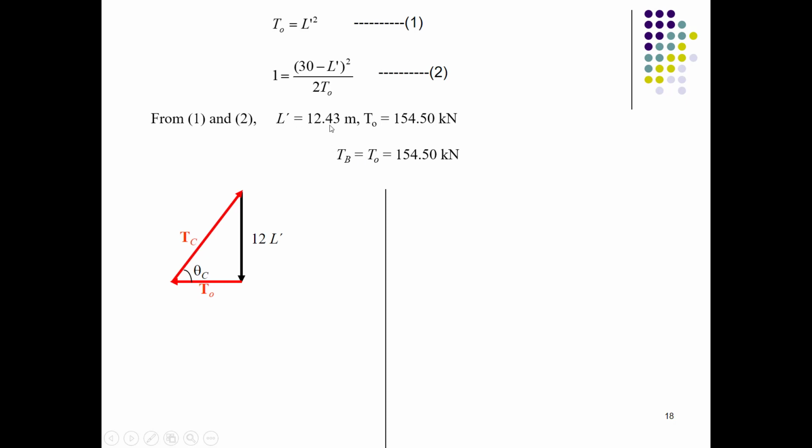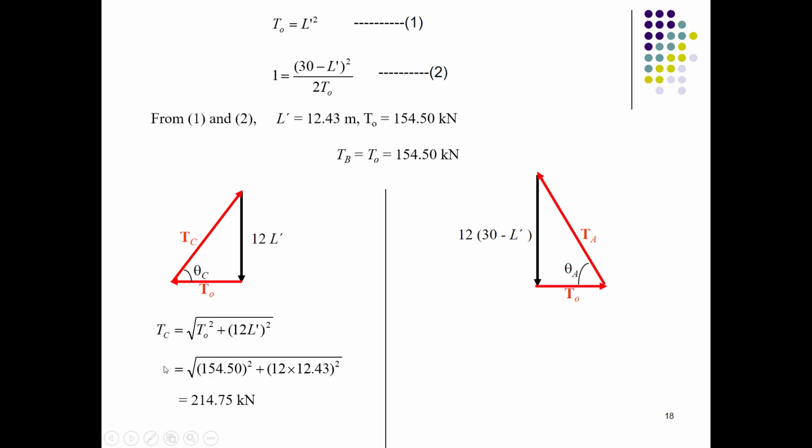So we can calculate the TC from this triangle as well. TC would be equal to the square root of T naught square plus 12 L dash square. We'll compute the value of T naught and L dash. We will have a value of tension near support C of 214.75 kilonewtons. Similarly, we can calculate the TA. Here comes the value of TA.